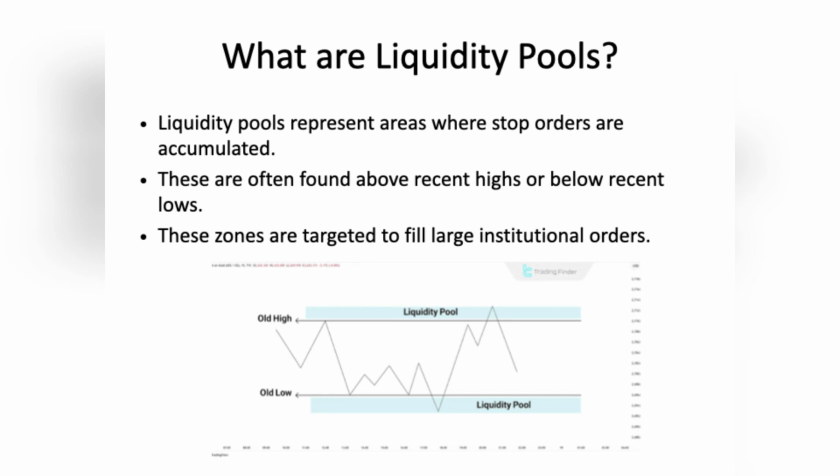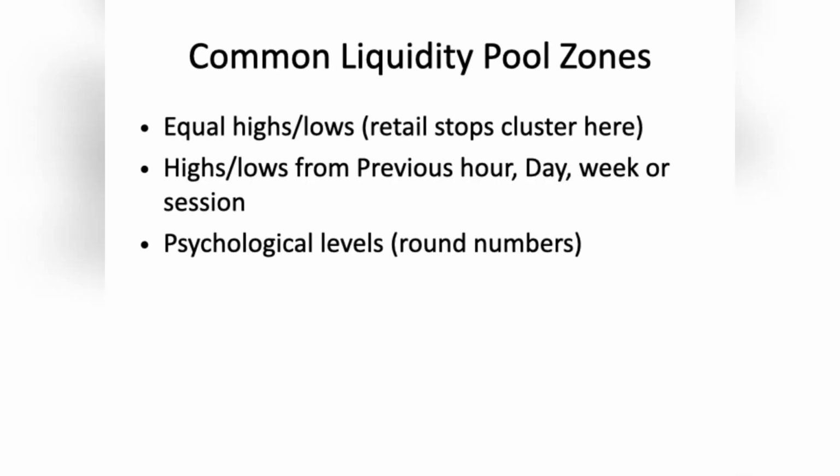Where do we find them? Typically above recent highs where sellers have their stops, and below recent lows where buyers have their stops. They mostly cluster at equal highs and lows or from highs and lows from previous hour, day, week, or session, and at key psychological levels. For example, round numbers are a key level that institutions target.